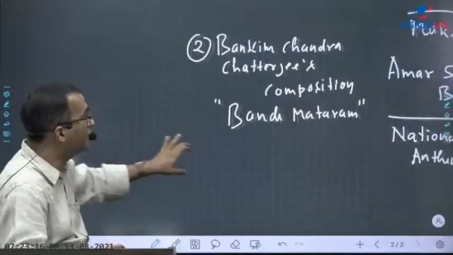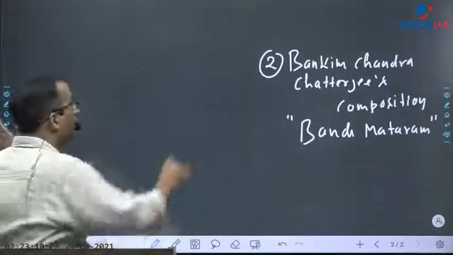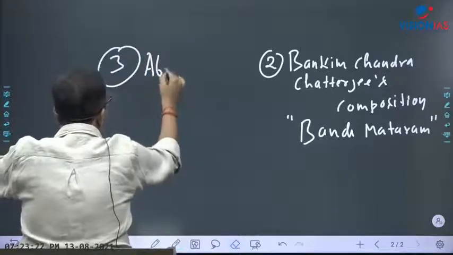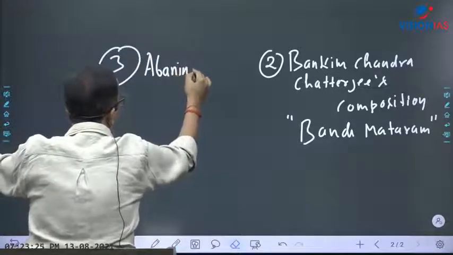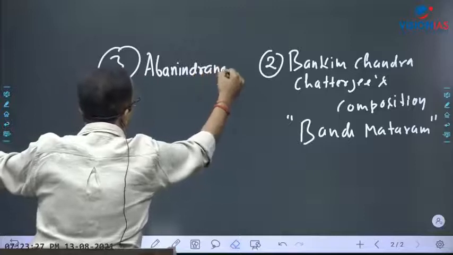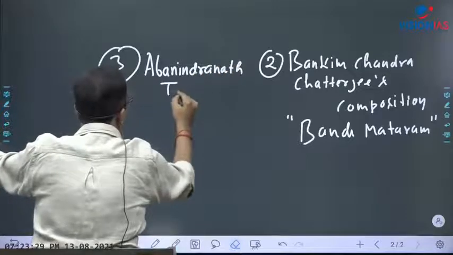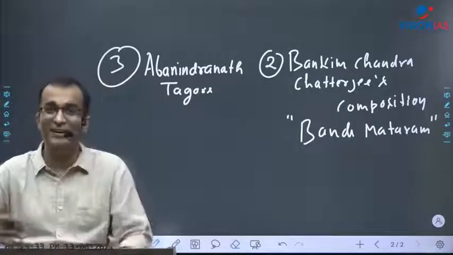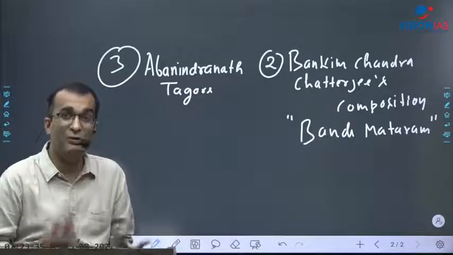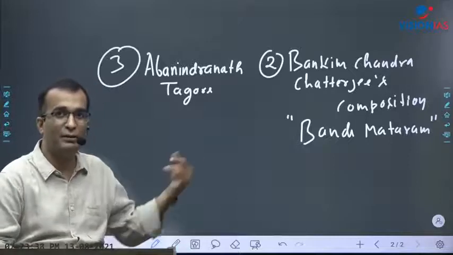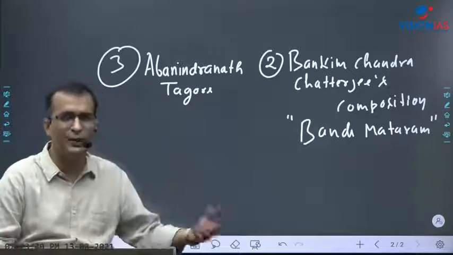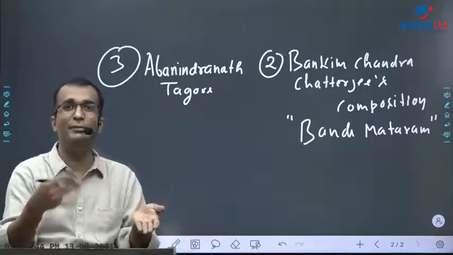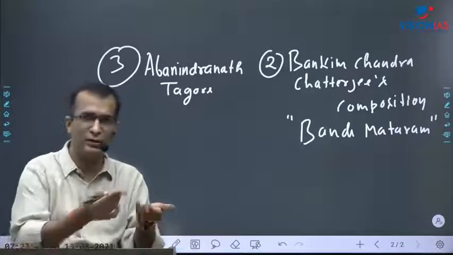Then another person, the third personality, again from the Tagore family: Abanindranath Tagore. In fact, they were Thakur. The original name was Thakur, but the Britishers were not able to pronounce Thakur, so it became Tagore. In Bengali, these family people wrote their names as Abanindranath Thakur, but in English they used to write Tagore.